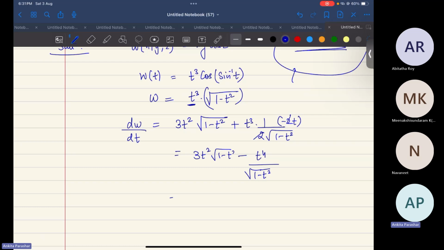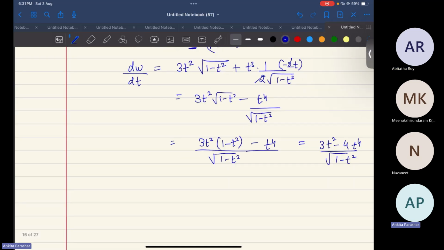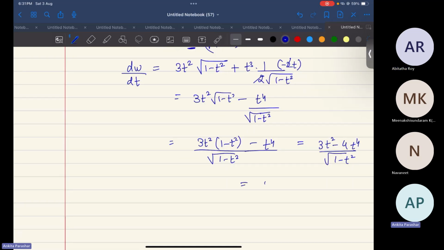Is that okay? 3t² (1 − t²) / √(1 − t²) − t⁴. This will be (3t² − 4t⁴) / (1 − t²), and I think (3 − 4t²) times (1 − t²). Is this okay? Yes, it's okay.